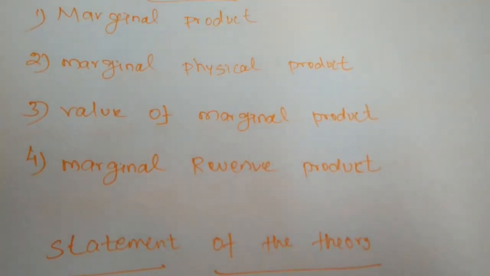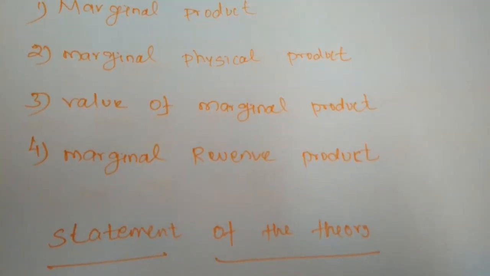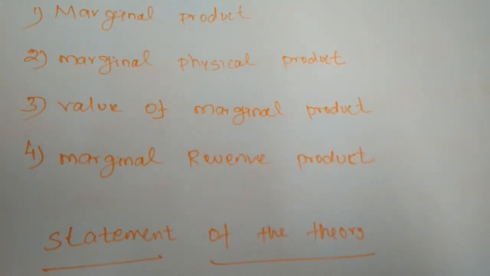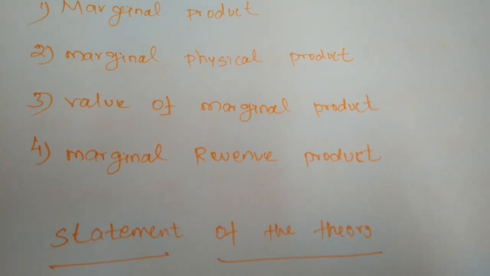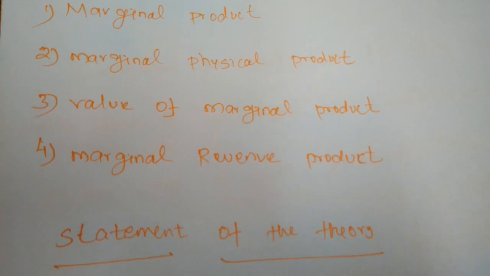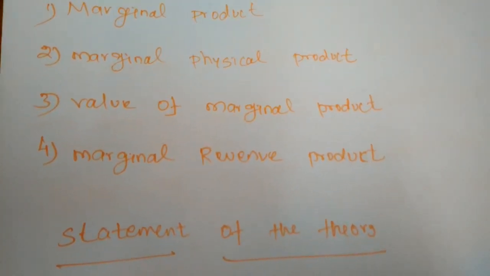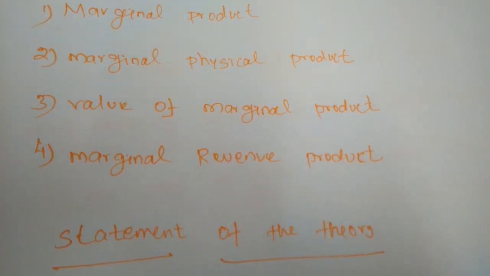So when we are arranging the last unit of labor, the physical product produced by the last unit is called the marginal physical product, or the total product by adding one more unit of labor is called the marginal physical product.